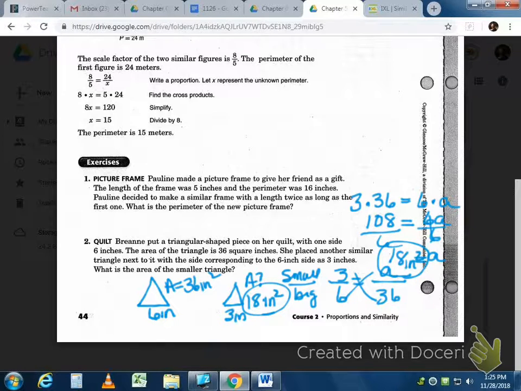Okay, so you're setting them up. You find the ratio of one set of sides, and then you're going to figure out area, which is in square units, or perimeter, which is in the same ratio, and that should be good.